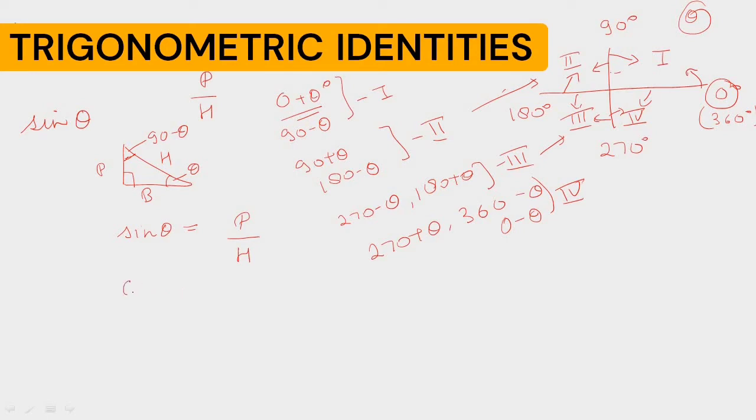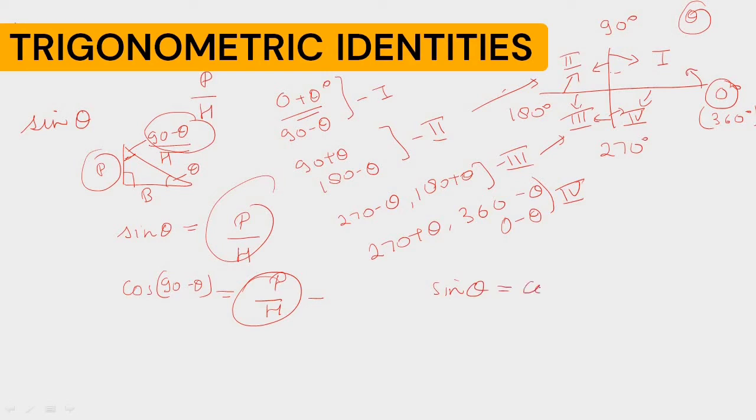Okay. What about cos 90 minus theta? For cos 90 minus theta, what is the value? Base upon hypotenuse. And what is the base for this angle? For this angle, this is the base. So base upon hypotenuse. So we see this value and this value are same. So we can write sine theta is equal to cos 90 minus theta. Here comes our very first identity. And that was very easy to prove.